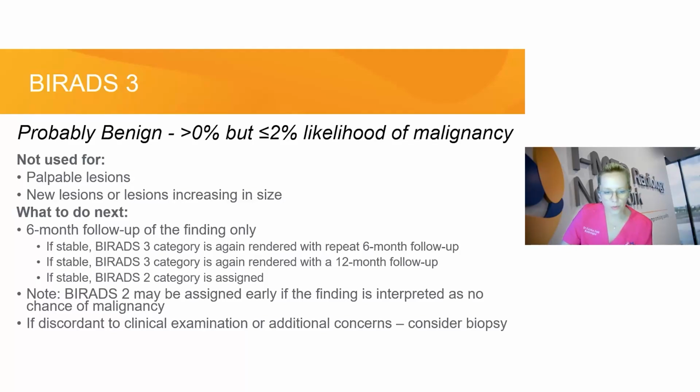Now, at any point, we will say this a few times tonight, if there's any discordance between clinical examination or there's some additional findings or concerns. So I know there are women who have a strong family history of breast cancer. They present with a very typical looking complicated cyst or fibrocystic change or a likely fibroadenoma. Don't make them anxious. If it's less anxiety producing to have a biopsy, I would recommend that you do the biopsy.